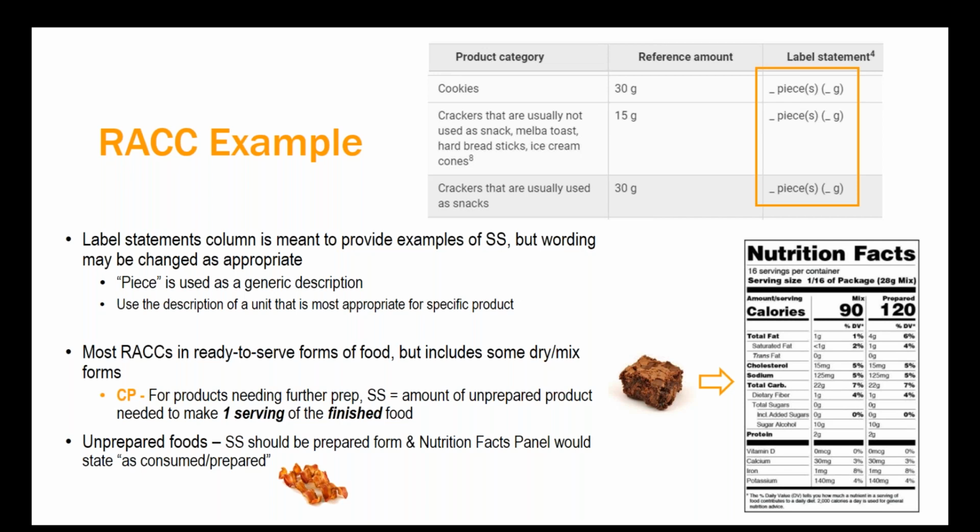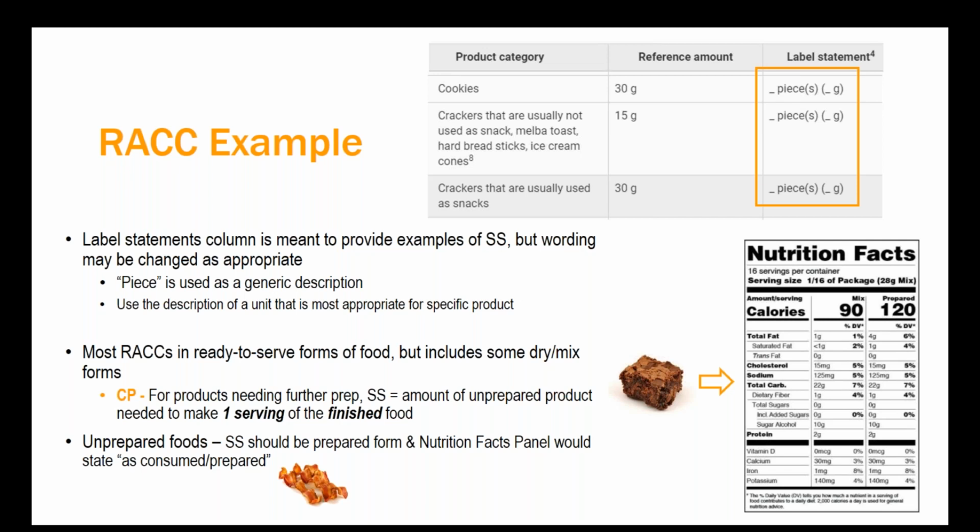Another really important clarification is that most RACCs are in ready-to-serve or almost ready-to-serve forms, but it does include some dry mix forms. So when you say dry mix forms, you're thinking like a brownie mix or a pancake mix, something that you're going to have to prepare or combine with other ingredients to make the finished product. So the clarification point here for what causes a lot of confusion is that if you have one of these products, for example a brownie mix that needs further prep, your serving size should actually be the amount of unprepared product, so your brownie mix, to make one serving of the finished food. And so I've actually provided an example on the right-hand side, and this is someone that chose to do what's called dual column. You can see the serving size of the mix in the first column with the nutritional information, and then the as prepared version.